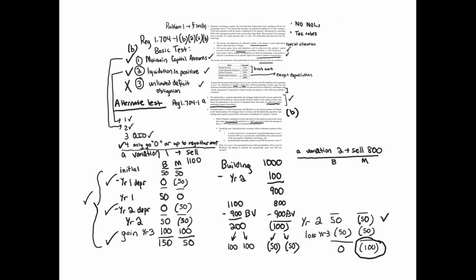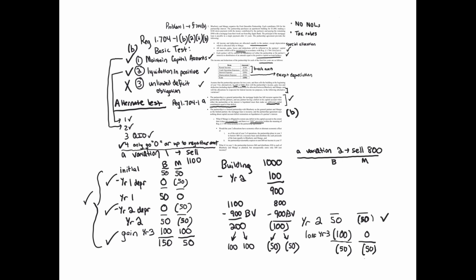So what does that mean? So here's the issue. We can either reallocate the loss or the depreciation. Which one do you think makes more sense? The loss, right? Wouldn't the loss make more sense to reallocate? So this $50 of loss would be reallocated here to B, and then what you have, the result, B has a $50 loss and M has a $50 loss as well.